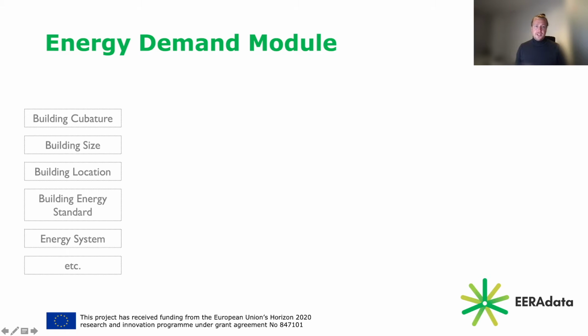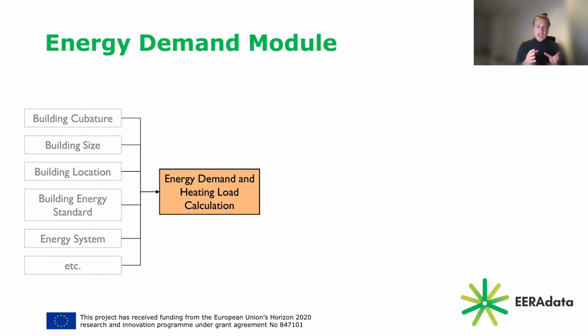The inputs for the energy demand module are, besides others, the building cubature, the building size, so its length, width and height, the building location, which defines the location-specific climatic conditions for the calculations, the building energy standard, used for example to indicate the heat losses of the building, and the energy system and its respective efficiency. All these input parameters and their value definitions are loaded into the energy demand and heating load calculation module.